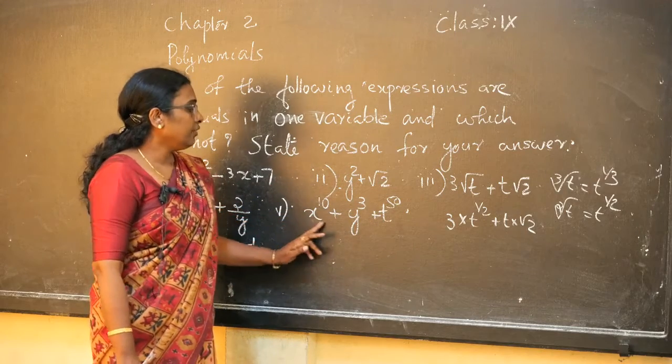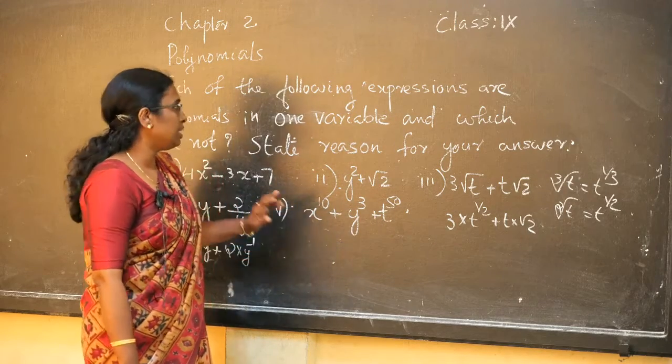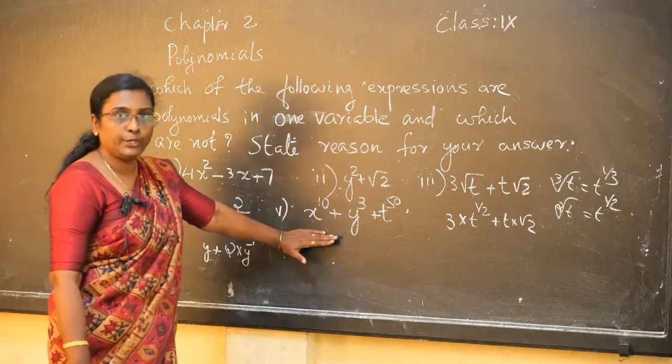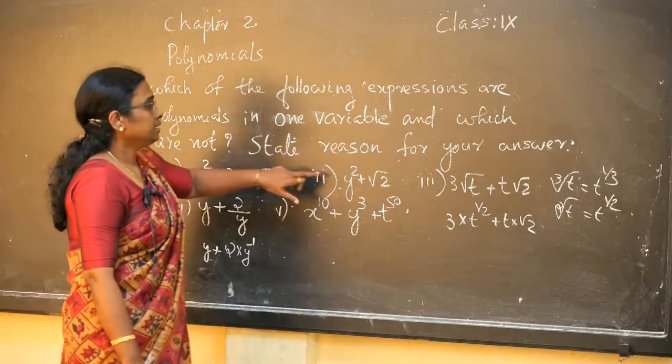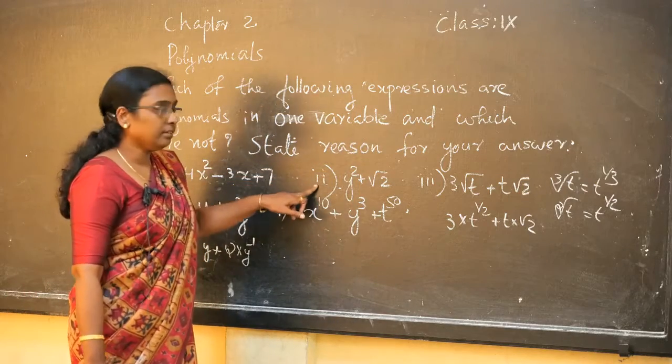But here there are 3 different variables. Therefore this is a polynomial in 3 variables. All the other polynomials, the first and second, are polynomials in 1 variable.